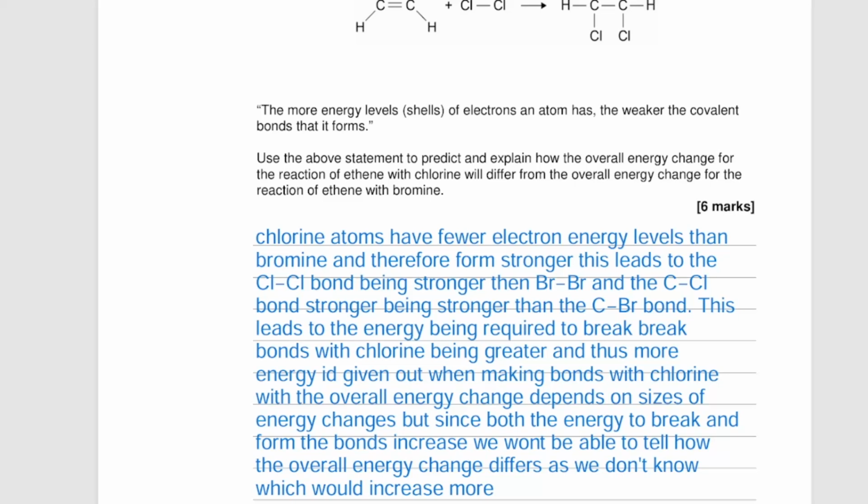But since both the energy to break and form the bonds increases, we won't be able to tell how much the overall energy change differs, as we won't know which would increase more. So basically, using chlorine instead of bromine increases the energy released when making the bonds, but also increases the energy required to break the bonds. However, we won't be able to comment on the overall energy change without knowing which one it increases more.